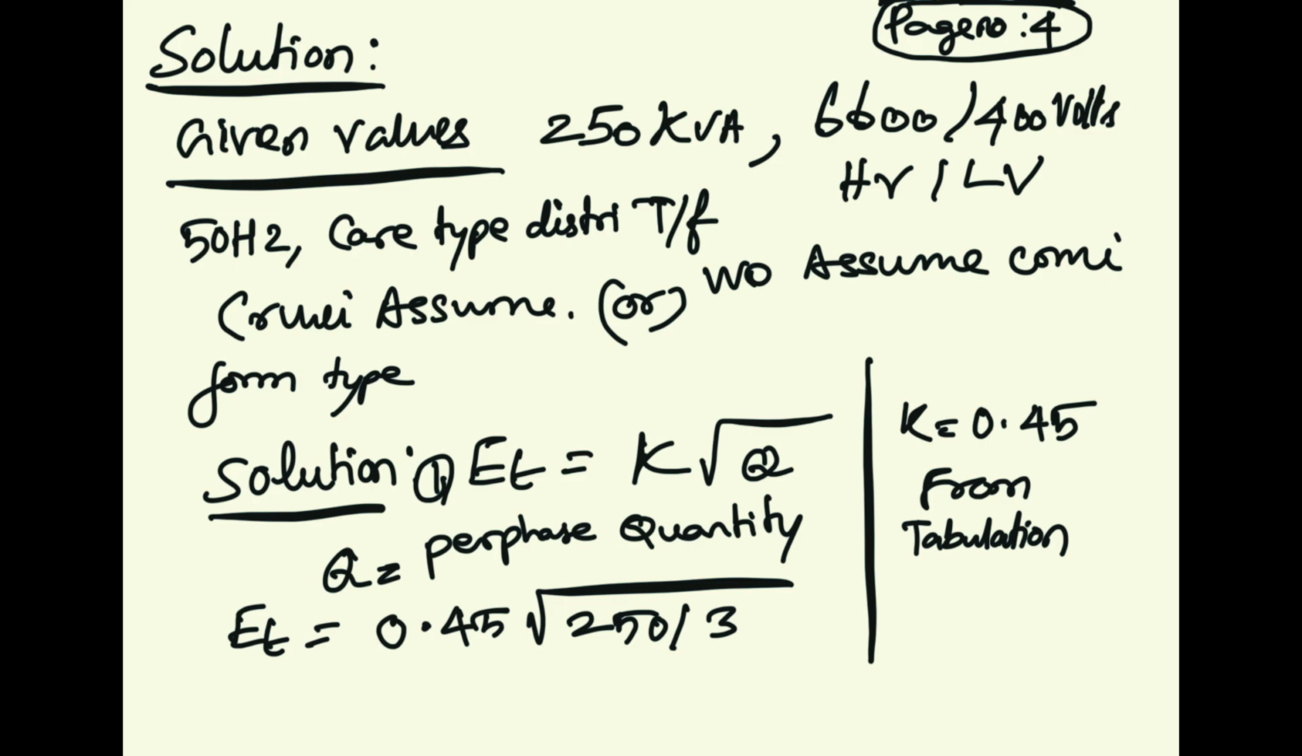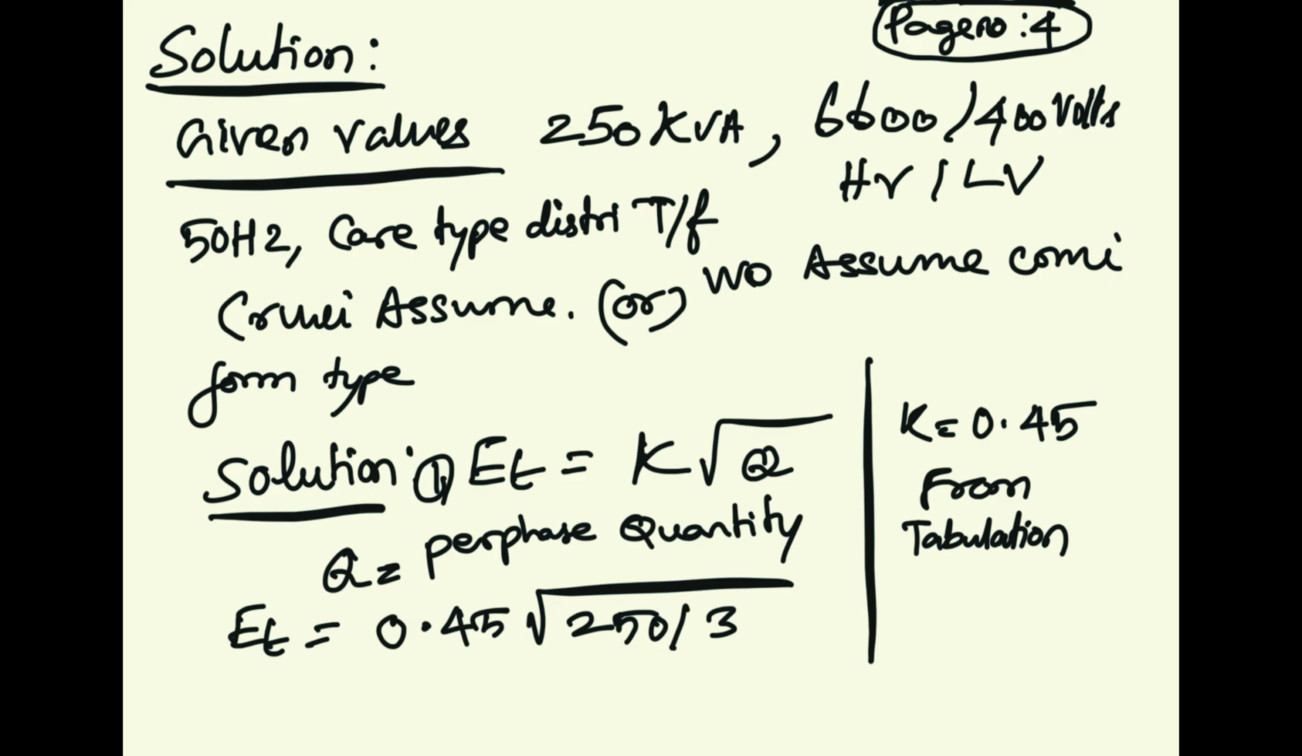Solution. Given values are 250 kVA, 6600 V HV and 400 V LV, for 50 Hz frequency, core type distribution transformer. Assume cruciform core.